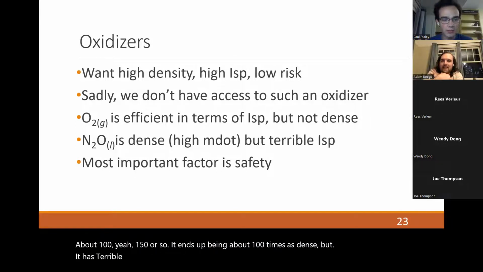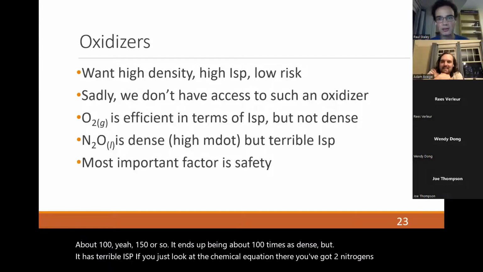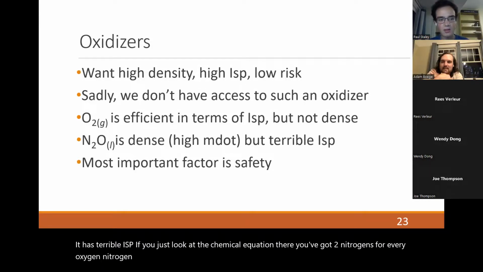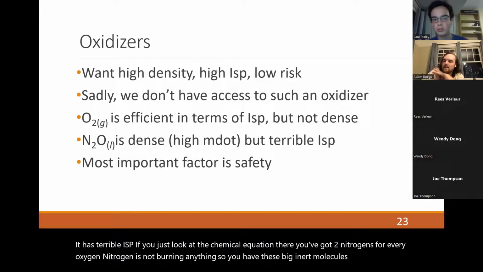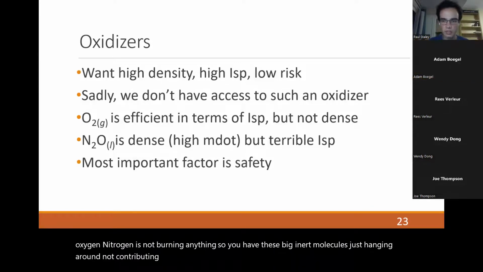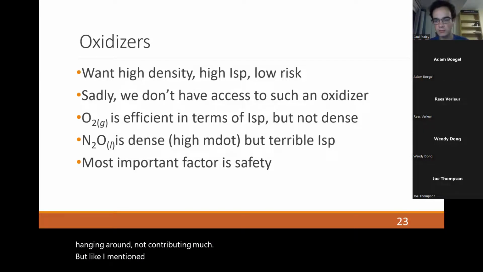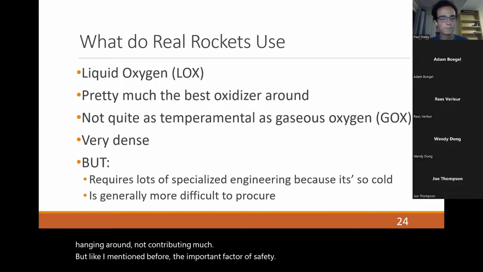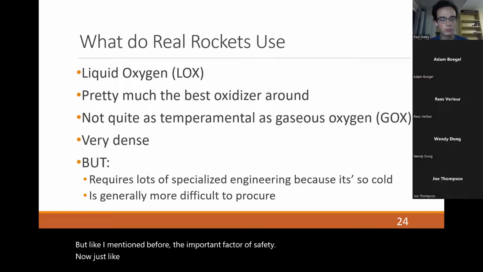If you just look at the chemical equation there, you've got 2 nitrogens for every oxygen. Nitrogen's not burning anything. So you have these big inert molecules just hanging around, not contributing much. But like I mentioned before, the important factor is safety. Now, just like I talked about in the fuel, brief note on what real rockets use.